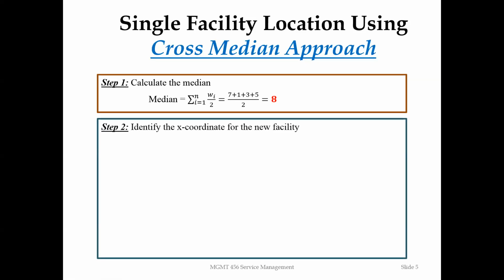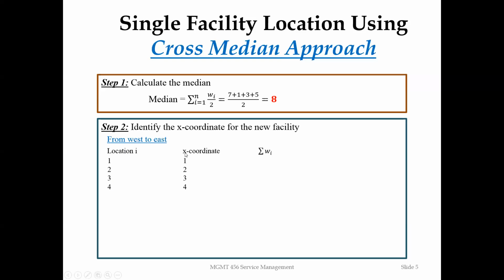Now let's do step 2. In step 2, we need to identify the x-coordinate for the new facility. How do we identify it? We will be going in 2 different directions, from west to east and then from east to west, and keep adding all the weights. First, let's do west to east. What is the sequence of all the cities? We have 4 cities. Going from west to east, the sequence is city 1 first, then city 2, then city 3, then city 4.